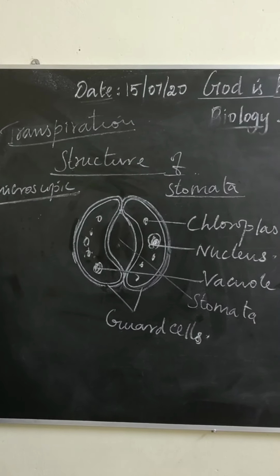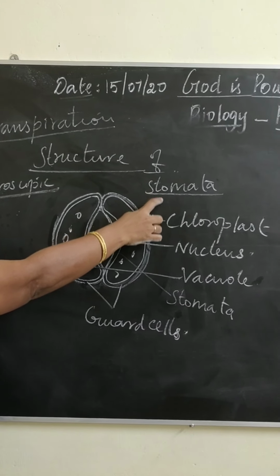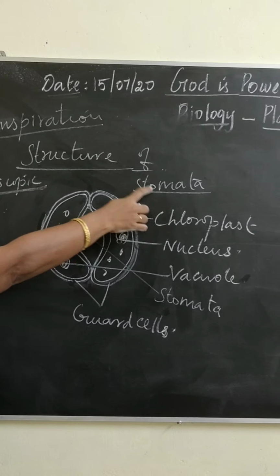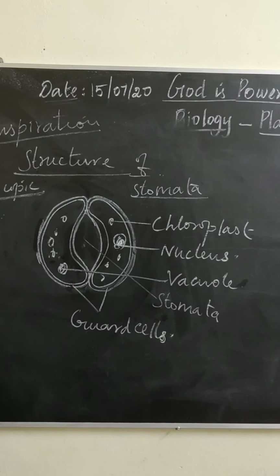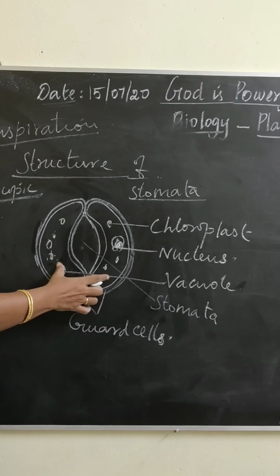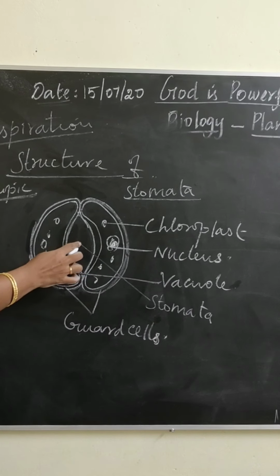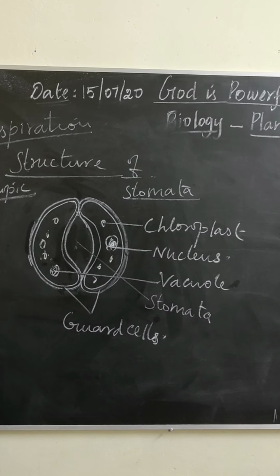The leaves have tiny microscopic pores called what? Stomata. Water evaporates through the stomata. Each stomata is surrounded by guard cells. These guard cells help in regulating the rate of transpiration by opening and closing of stomata.